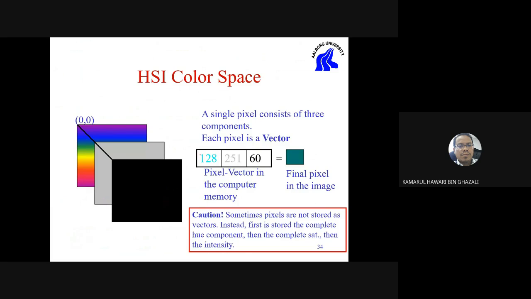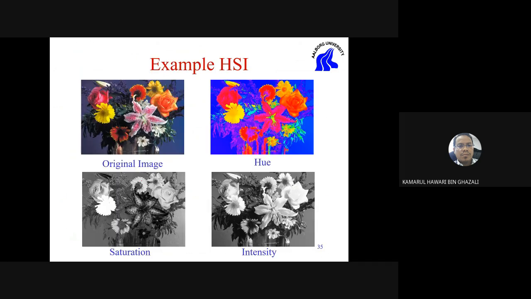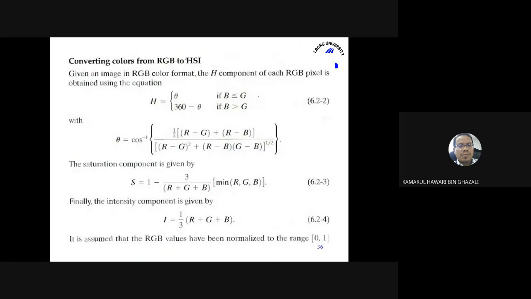A single pixel consists of three components: hue, saturation, and intensity. So this is the example. There is a way to convert RGB to HSI. This shows all the steps of the conversion.